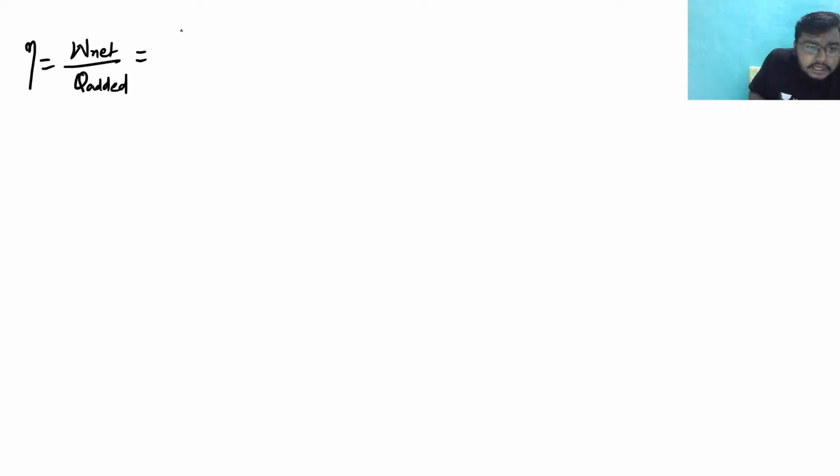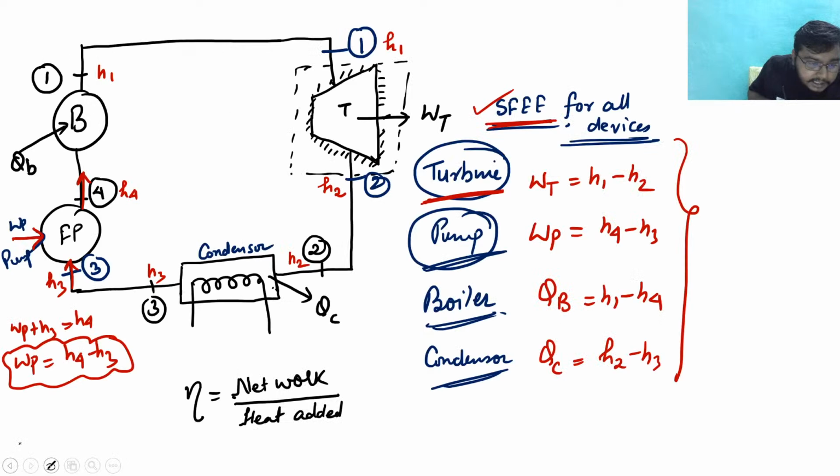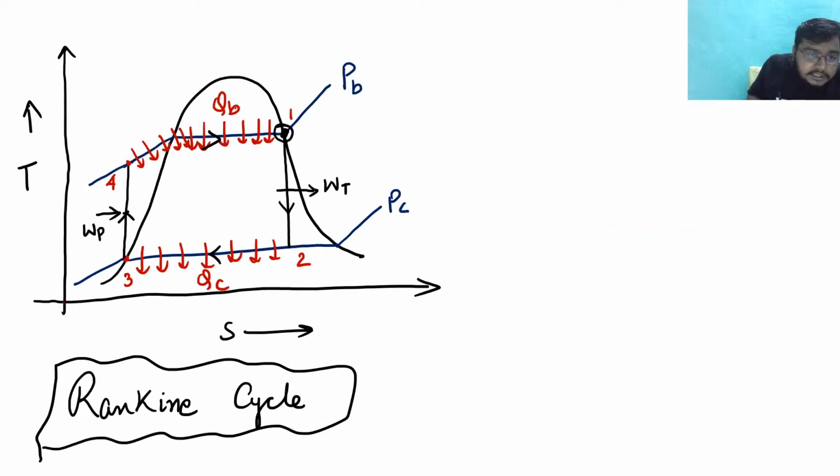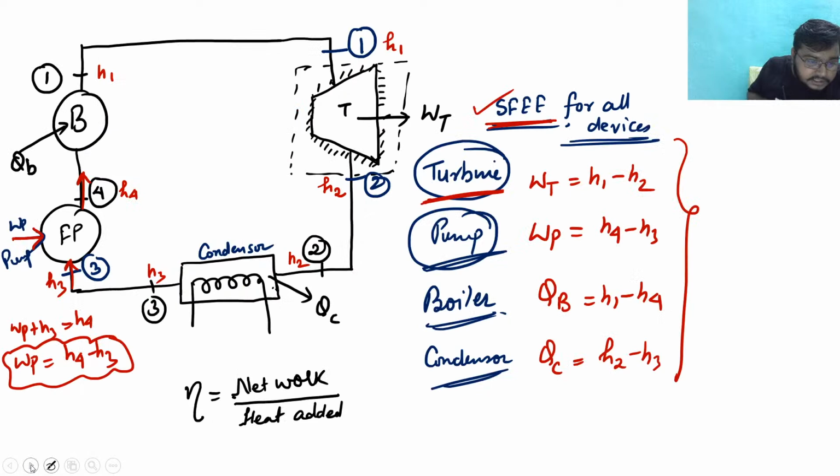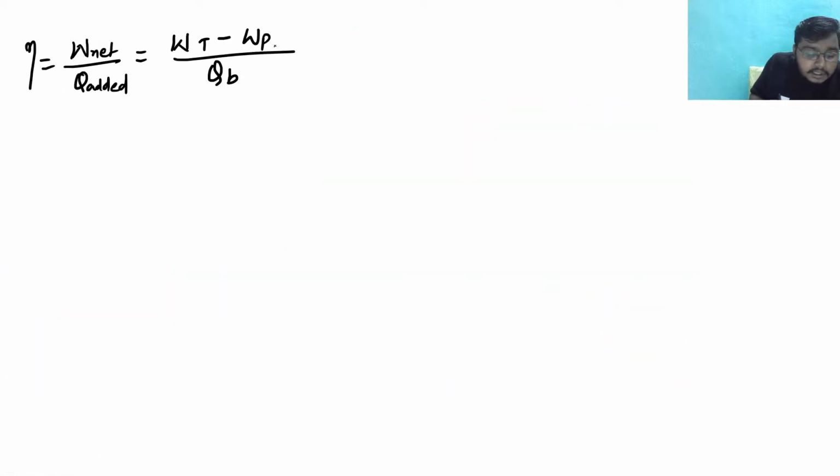Now efficiency is net work by heat added. What is net work? Net work would be work done by turbine minus work done by pump. And what is the heat added? QB is the heat added. Clear? QB is the heat added, that is what we are seeing now.